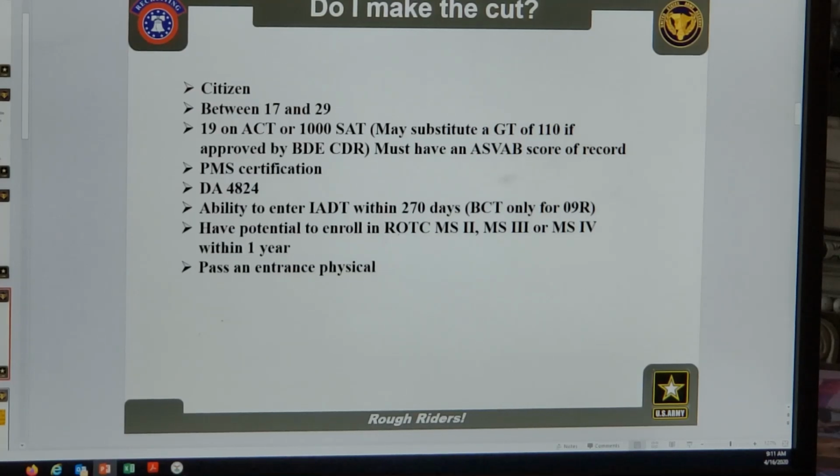All right, next one. Must have a 19 on the ACT or 1,000 on the SAT. This can be substituted for a GT score of 110 with brigade commander approval. This is like the only thing that the brigade commander actually signs off on a waiver in the whole regulation. This is their claim to fame.